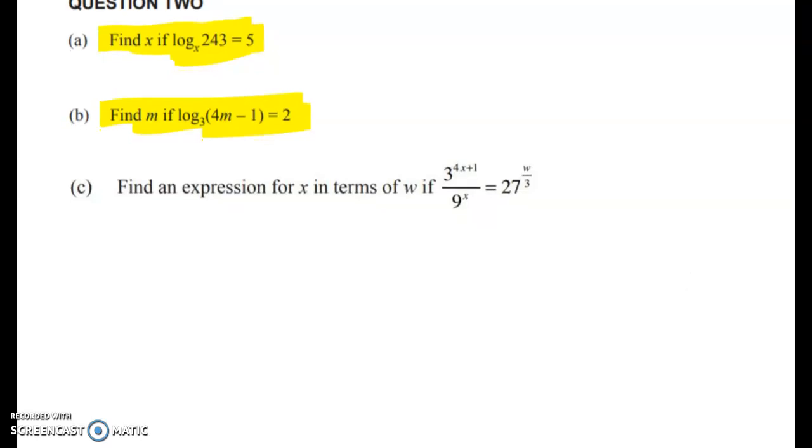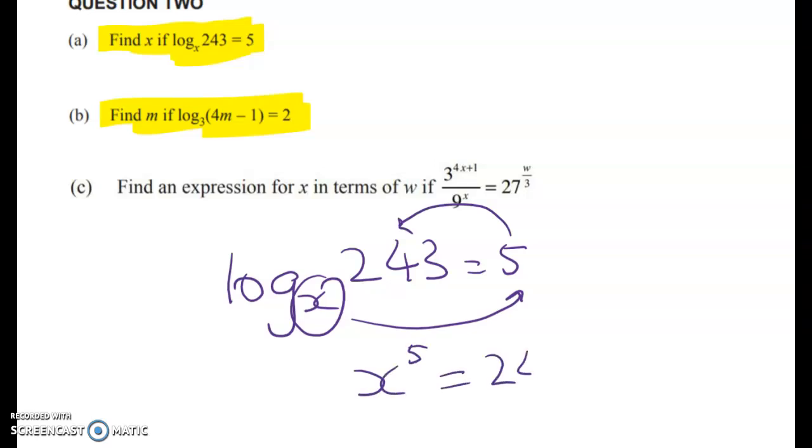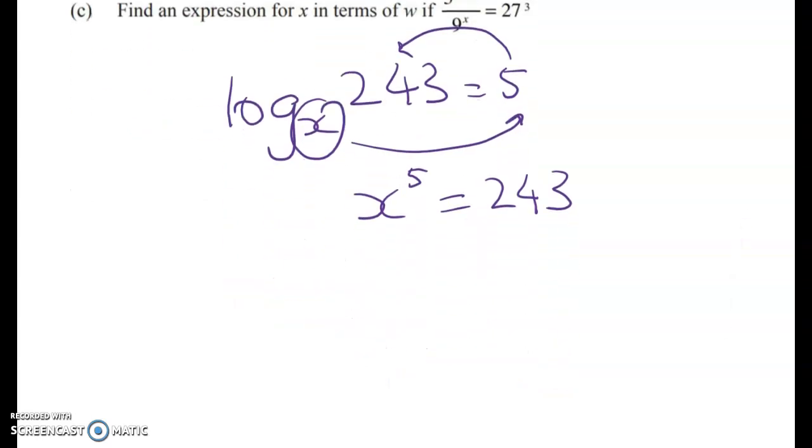Okay, so as long as you remember the loopy thing, the first one is pretty straightforward. We can rewrite that log equation like this: x to the power of 5 is equal to 243. There are 2 ways to do this. The first way is by remembering our common powers of 2's and 3's. So we know that it's not going to be a power of 2 because it's not an even number.